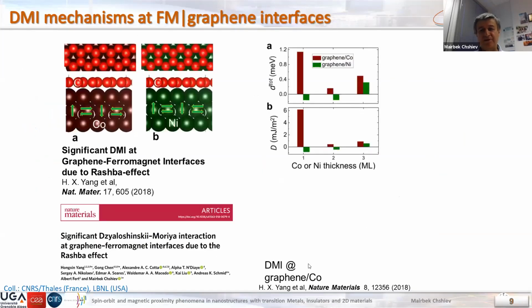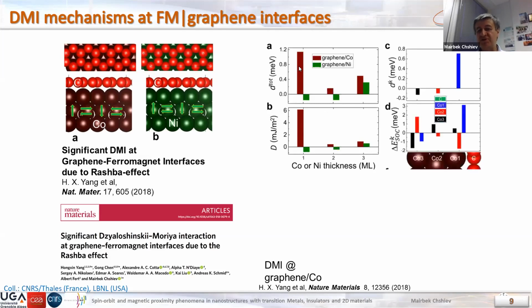Now, let me move on. And again, going to DMI, I'm returning to the DMI in cobalt-graphene interfaces. So this is the work we did in collaboration, again, with our colleagues in the United States, in Brazil, and Hongxing Yang and Gongchen were leading this work. What we found is, for the cobalt-graphene interface, you have here as a function of cobalt or nickel, and you see that you can have quite large, significant values of DMI at these interfaces.